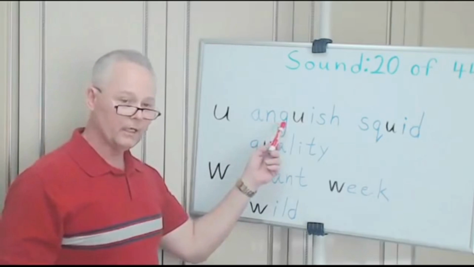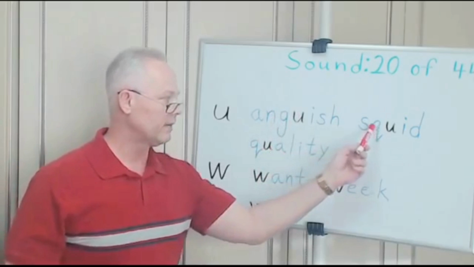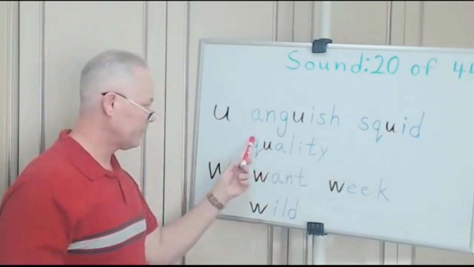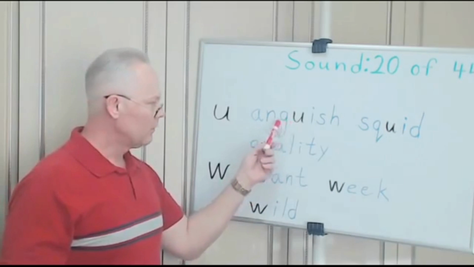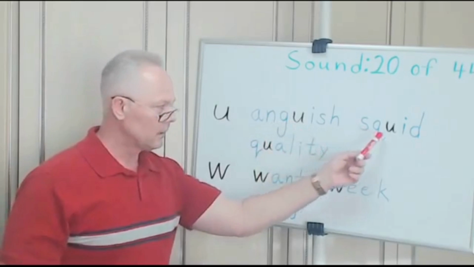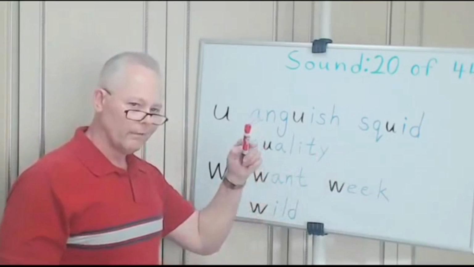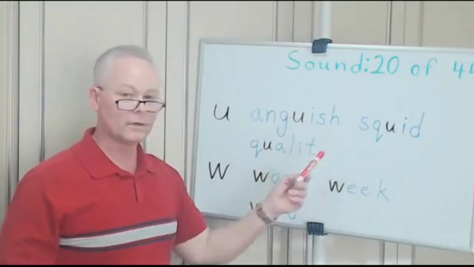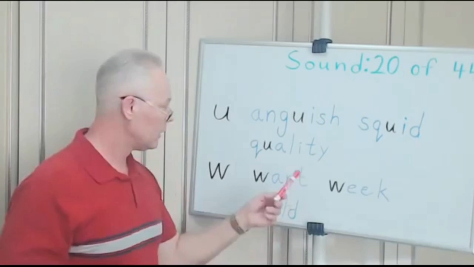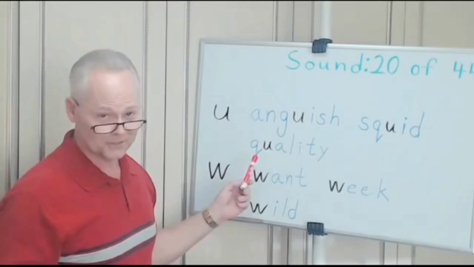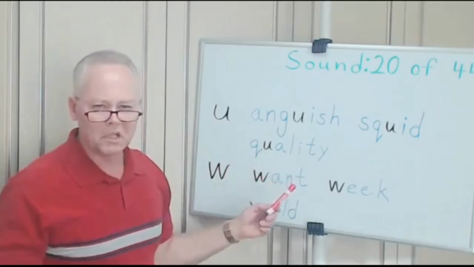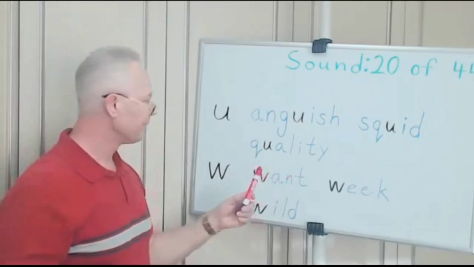We have a G here, GU. Here we have QU. So we need to have these together, right? That's a tip-off that it's going to sound more like a U. I'm sorry, a W. Okay, U, W.